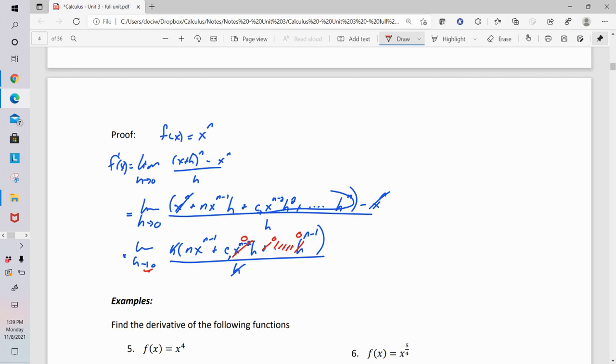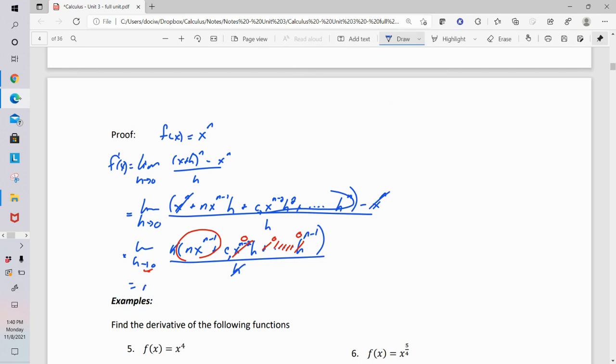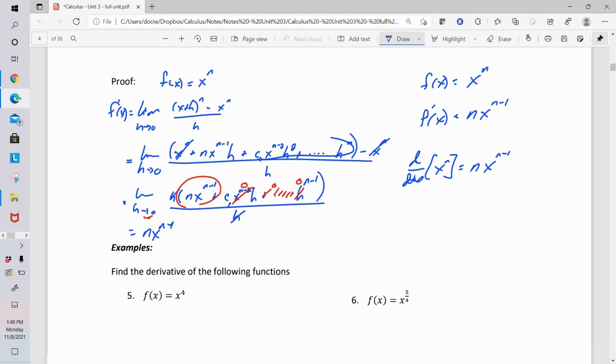The only term that will remain is this term right here when I put the 0 in for h, and so this becomes n x to the n minus 1. And that's our proof that if f of x equals x to the n, our derivative f prime of x then is n x to the n minus 1. Or we can say that the derivative of x to the n is n x to the n minus 1.